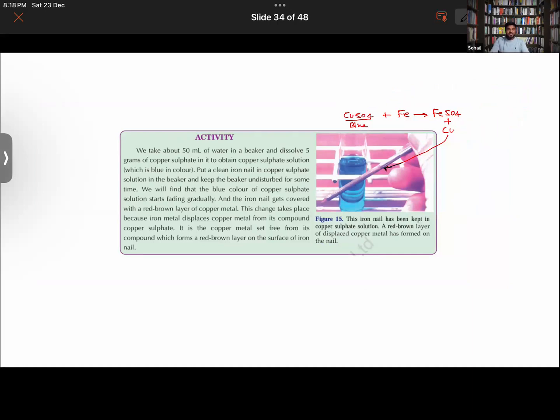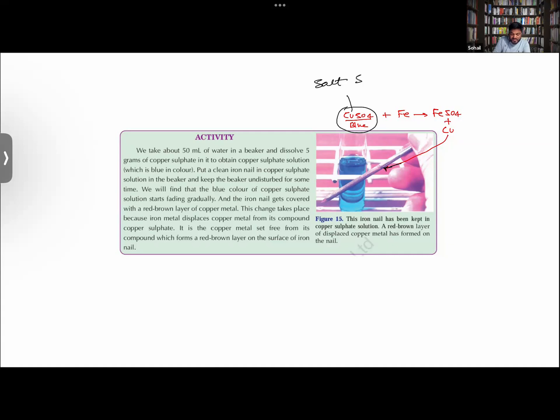What do we call this? Displacement reaction. Where a more reactive metal will be displacing a lesser reactive metal from its compound, or in this case, from its salt solution. Okay. Yes, sir. Also, talking about copper sulfate, what is it? It is a salt here. And here we have taken a salt solution. So that is a salt solution. Yes, sir. Copper sulfate is a salt. Do remember that thing.